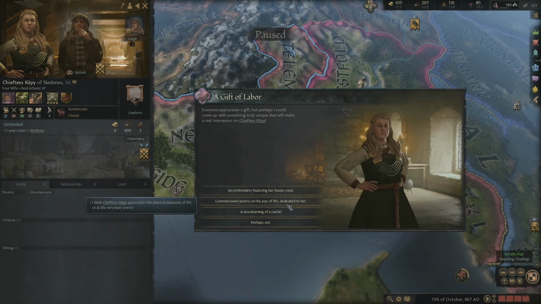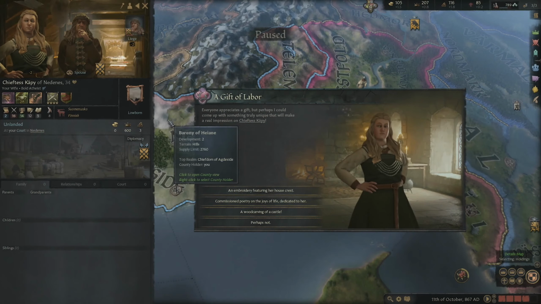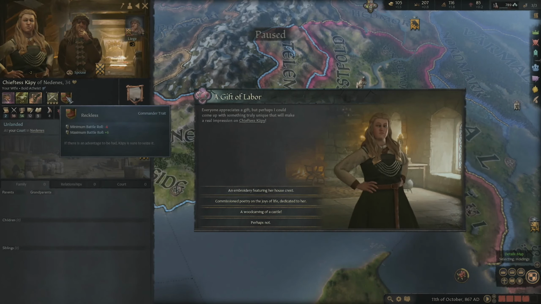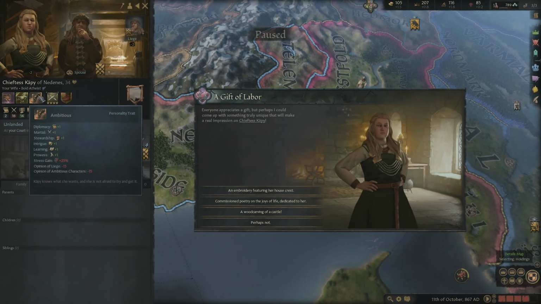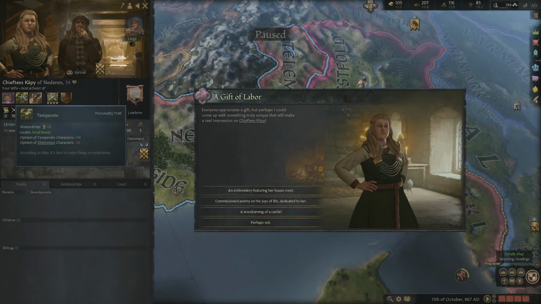And I don't know how Crusader Kings has this set up, but I've always been trying to pick the ones that match their personality. So, she is reckless. She is a brilliant strategist, which is an incredibly good trait. If we have children, we should put her in charge of educating our children because it will make them way more likely to get a good military upbringing. She's ambitious, which is not great for us, really.